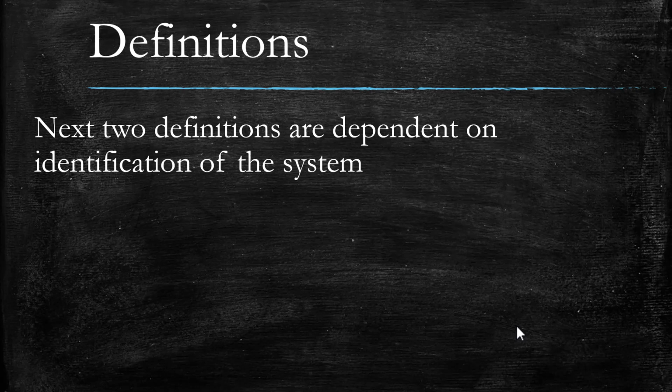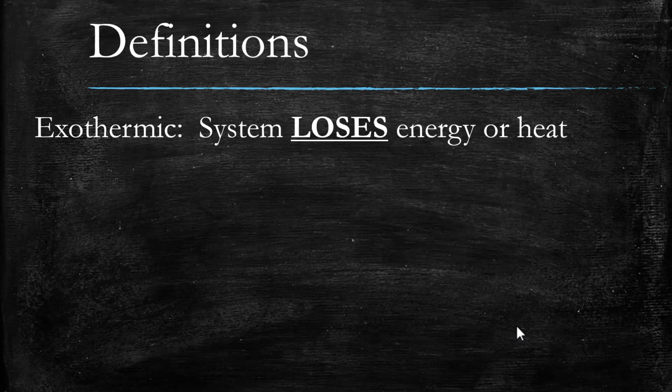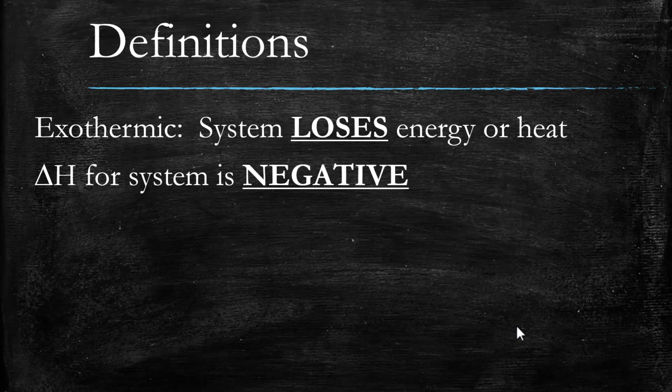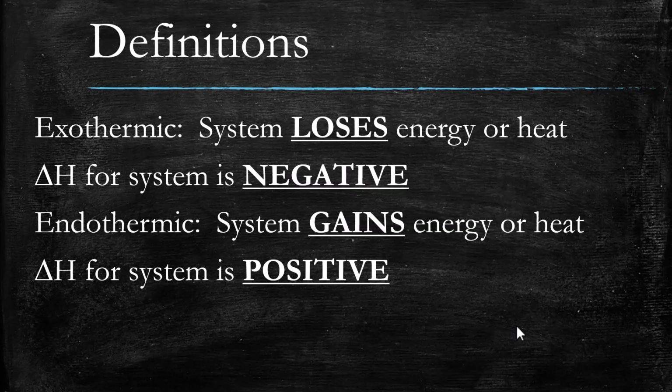Now, the next two definitions are dependent upon what is defined as the system. The first is exothermic. In an exothermic process, the system loses energy or heat. The delta H for the system will be negative. In an endothermic process, the system gains energy or heat, and the delta H for the system is positive.